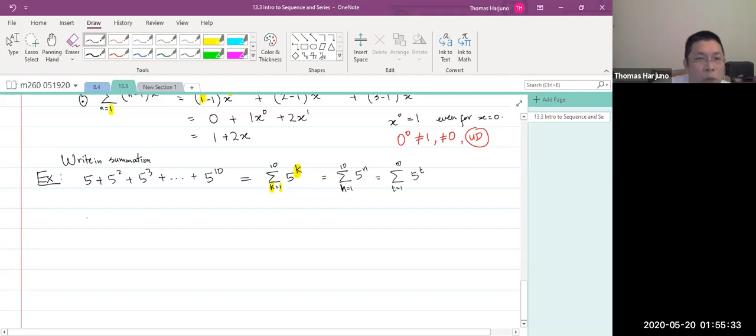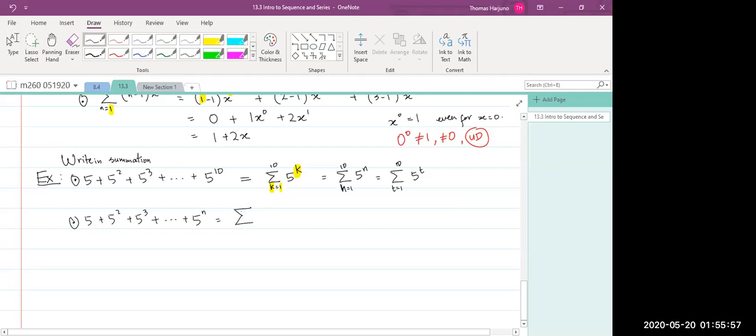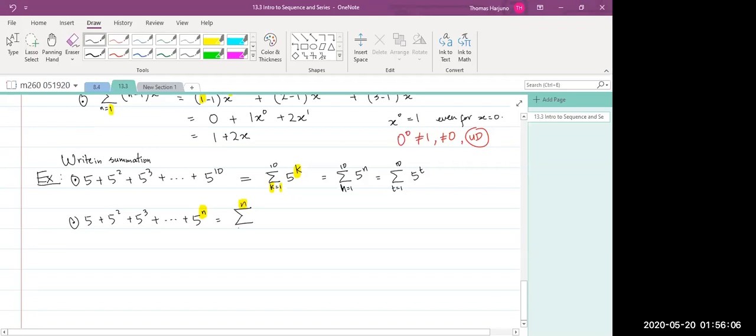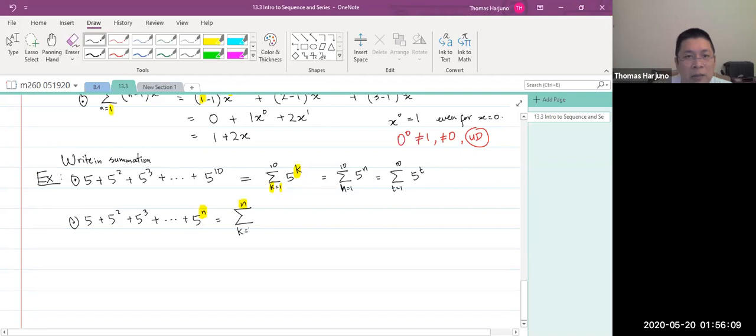Now, what about if I have this thing: 5 plus 5 squared, 5 cubed, all the way to 5 to the n. Then that will be a summation. What is your index? Don't use n, because your n here will be the ending, where you stop. So use another variable. Let's say k. You see what I mean?